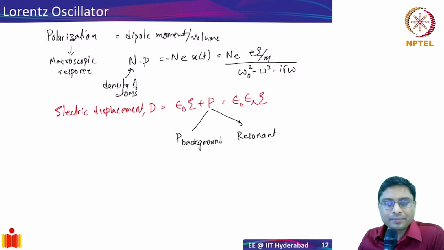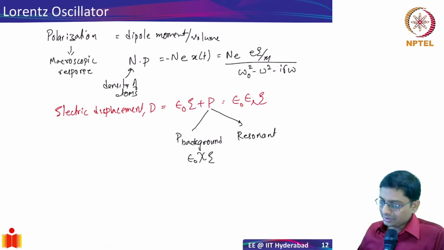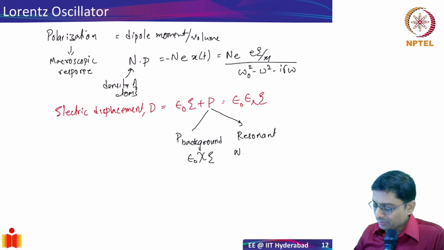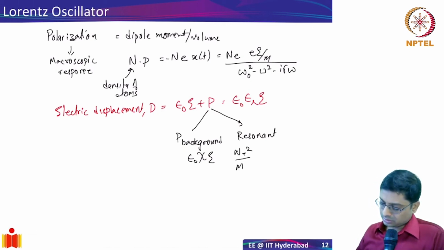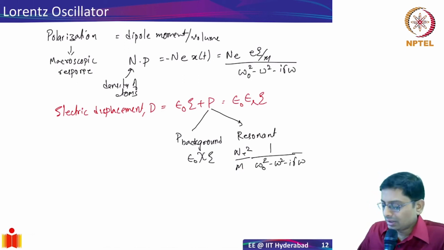When I say the background, essentially if you have a material, we used to say epsilon naught chi times E. That's my background response, right? Even if there is no resonance, it's going to be there. In addition, you're going to have a resonant term which is simply going to be N e square by M, epsilon naught, okay, so I won't take that, times 1 by omega naught square minus omega square minus i gamma omega. So I can have this, right?